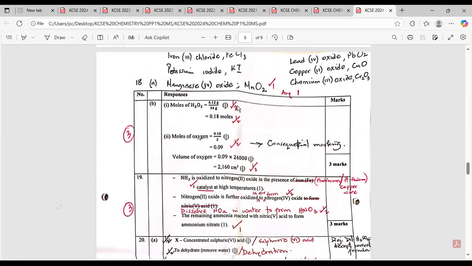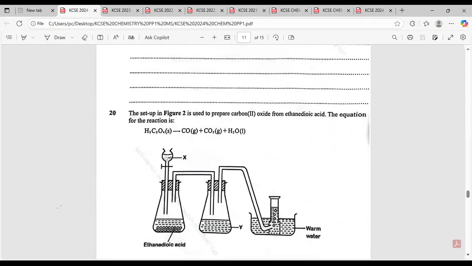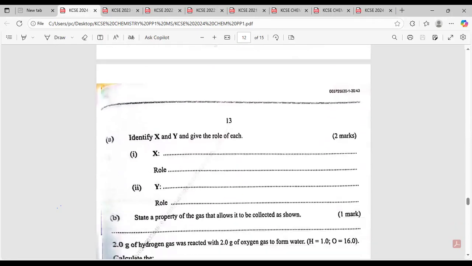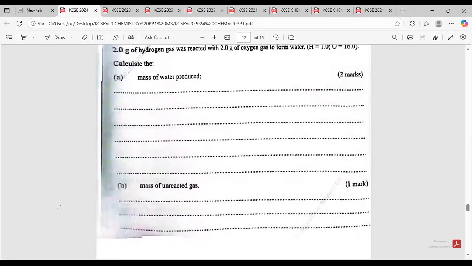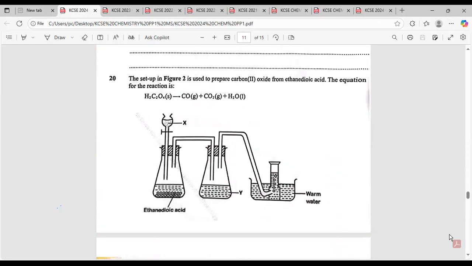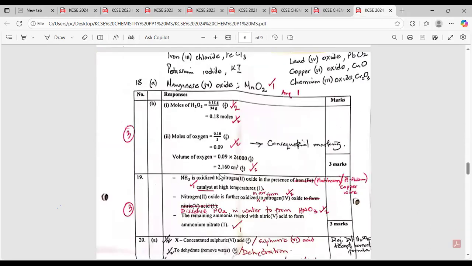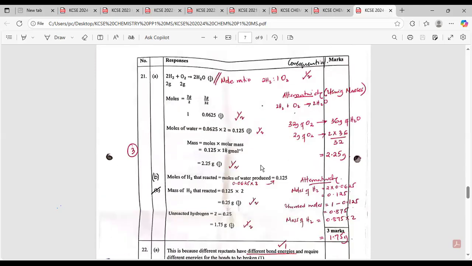So you can see, after identifying the catalyst, you find the moles. It was testing on finding the moles. The other one was to apply the molar gas volume. Those are 3 plus 3. We have 6 marks. Let's get the remaining 3 marks. I'm just hoping I've not skipped it. Yes, this was the remaining 3 marks. The last one was question number 21. Question number 21, you can see the working.